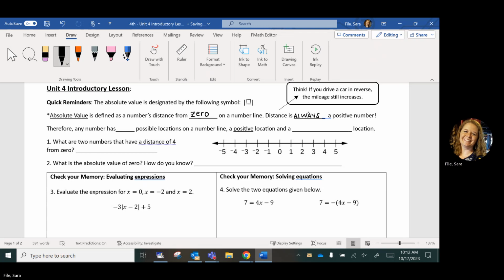Okay. Think about the odometer in your car when you're driving. That's what counts your mileage, keeps track of how many miles you've driven. So it does not matter if you're driving in drive or in reverse. You're going forward, you're going backward. The odometer is still going to keep ticking for the number of miles you're driving. It doesn't matter if you're going in the positive or negative direction. You're still driving. It's still a distance.